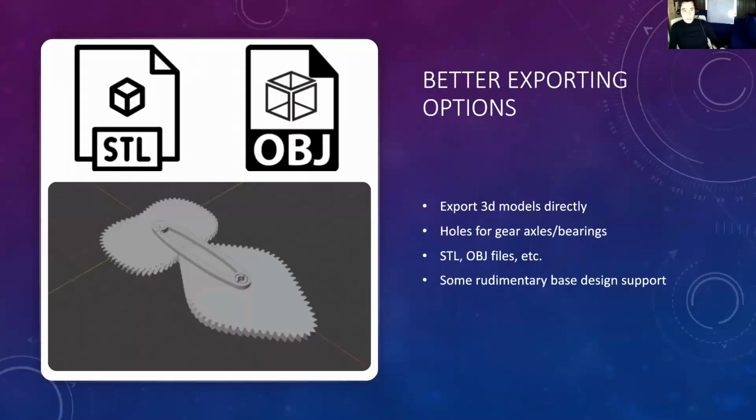Better exporting options. This is something I no longer want my users to have to do, take a 2D design and extrude it in some other software product. I want to be able to directly export models in STL, OBJ, maybe a few other formats, and also include things like the hole placement and sizing, as well as maybe some rudimentary base design support. Something similar to what I have shown here, which is what I used to build my helical gear model.